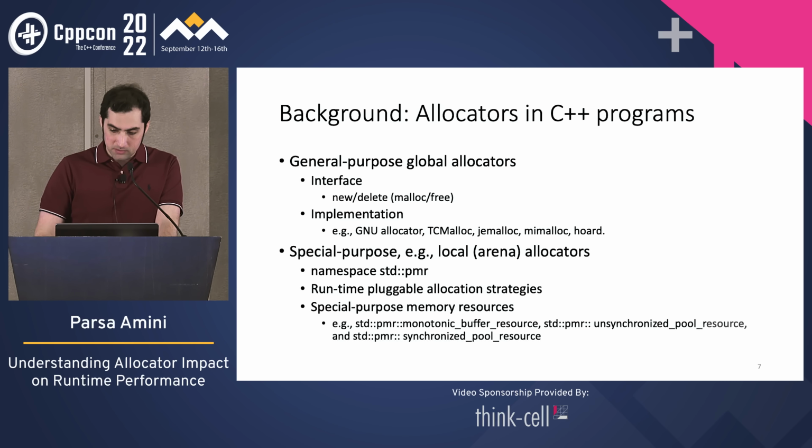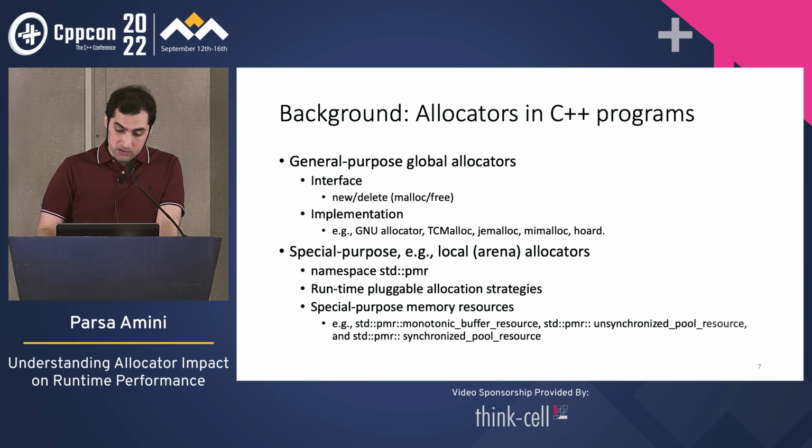And there are also special purpose allocators like local, aka arena allocators, like the ones under the std::pmr namespace. General purpose global allocators are brilliant. They try to give you excellent performance in most use cases, but they're not what we're talking about here. We're talking about C++ allocators, local allocators.